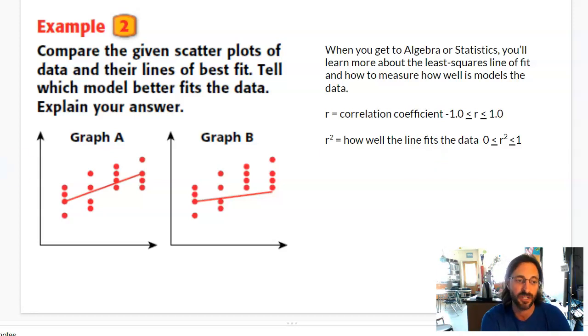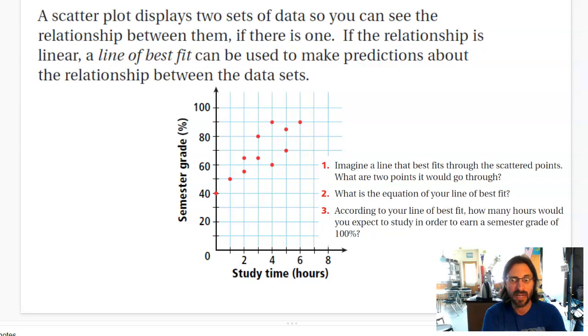So I just want to introduce this idea to you right now. Yeah, I'm getting rings over here on the side.